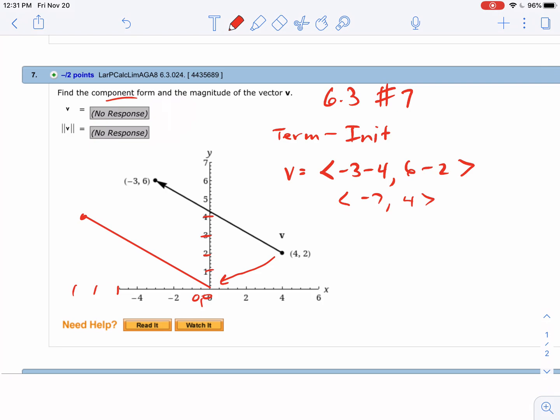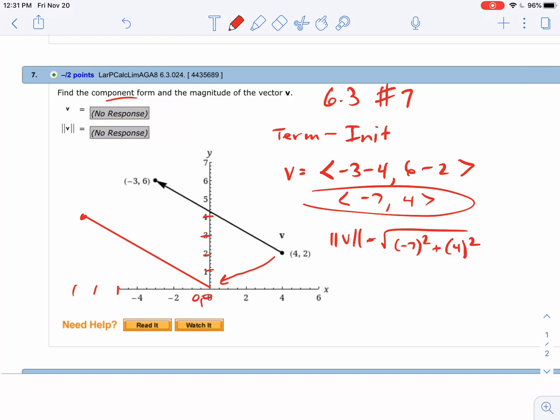And then the next one is the magnitude, and because your vector is already in component form, you do the square root of -7 squared plus 4 squared. So be careful with the -7 again. So -7 squared is 49, 4 squared is 16, that adds up to 65.